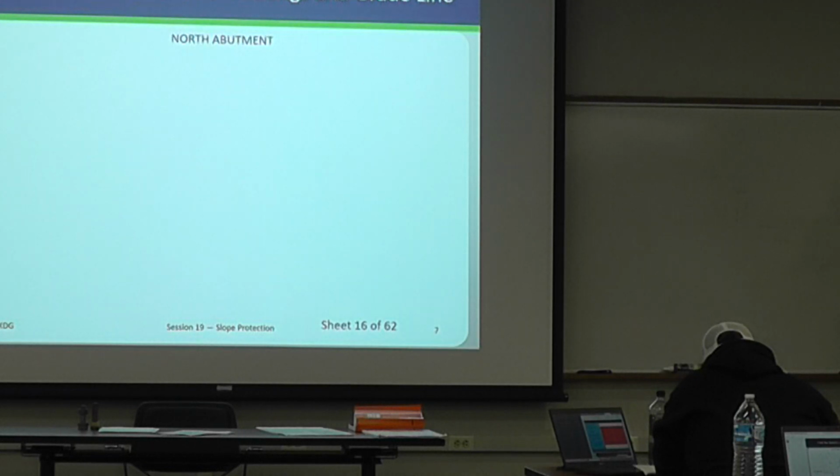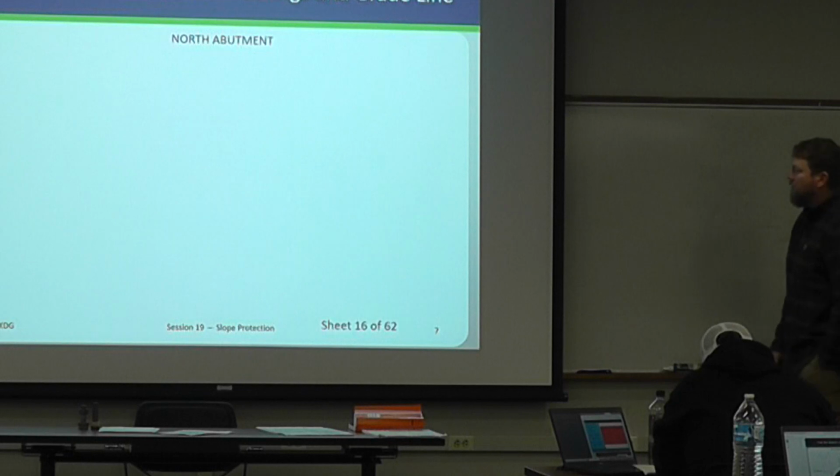Okay. Now we'll turn to sheet 16 of 62. We're going to look at the north abutment.